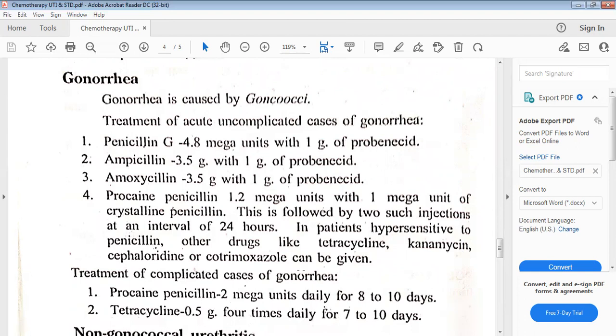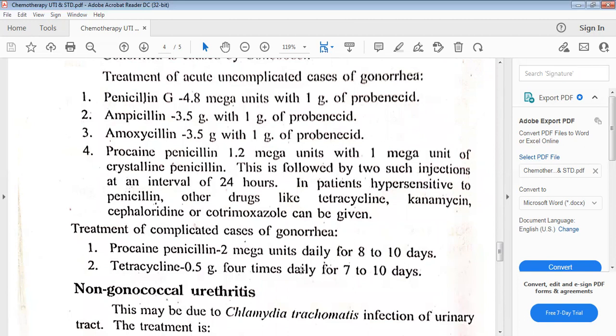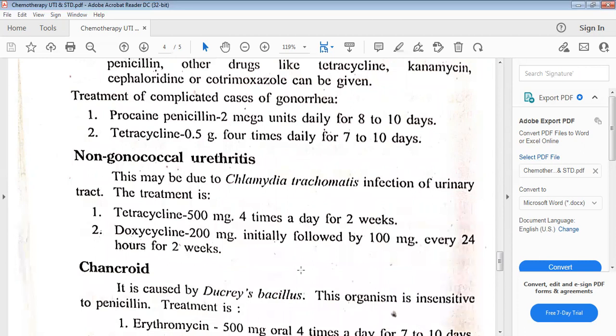But if somebody is having a very complicated case of gonorrhea, then we have to give them procaine penicillin and tetracycline in combination. Then the condition called non-gonococcal urethritis. Generally what happens is the organism called Chlamydia trachomatis will infect the urinary tract, and because of that, this form of disease will be produced. So the treatment for that is tetracycline, which has to be given for 2 weeks, and after that they will give doxycycline for 2 weeks.